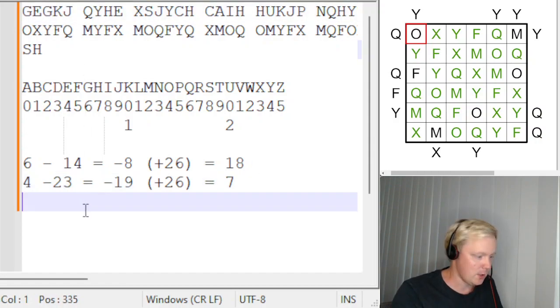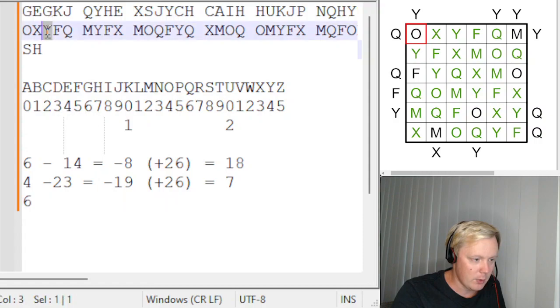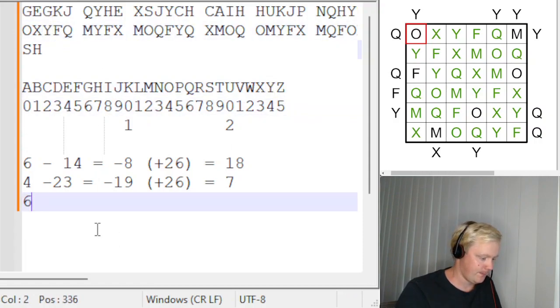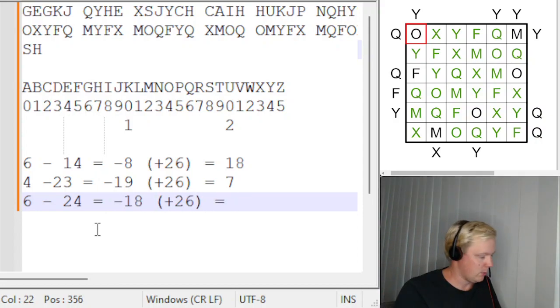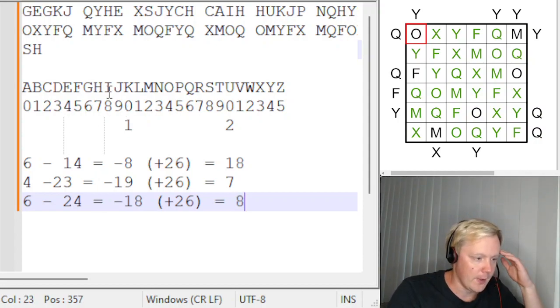So G again, that's a 6. Then we would take out Y, which is 24. So that's minus 18, sorry. Add 26 again. So that's now, what is it, 8? And that would be I.